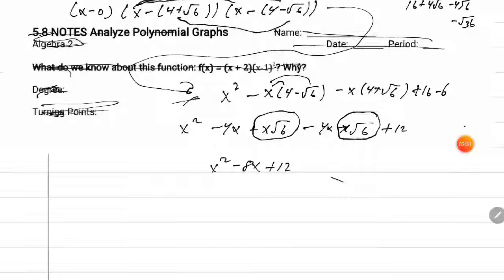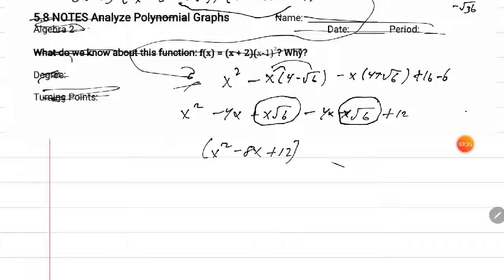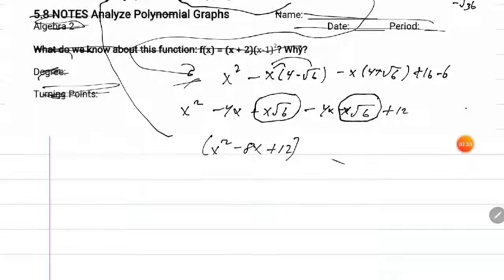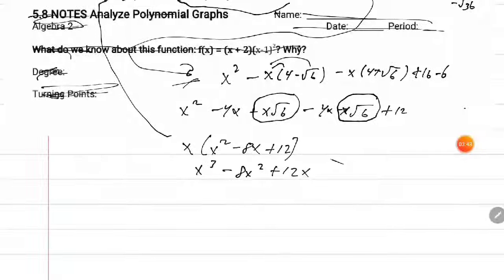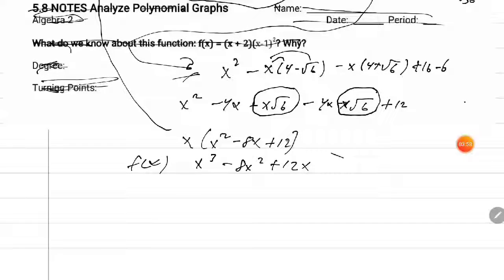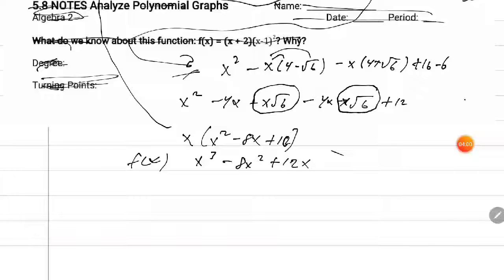And then don't forget, we still have that x minus 0 back here. And remember, x minus 0 is just x. So the last thing we do is distribute that. And that is our function. Oh, sorry, one second here. This was actually 10. 16 minus 6 was 10.